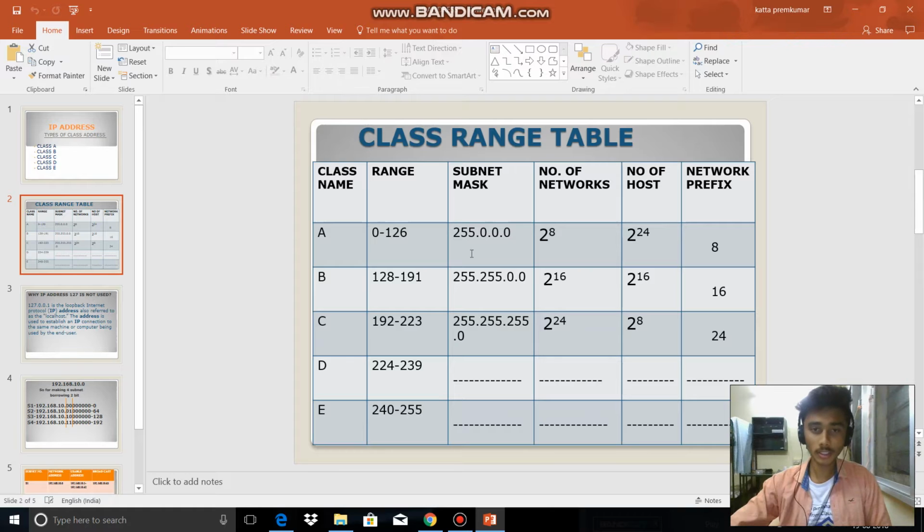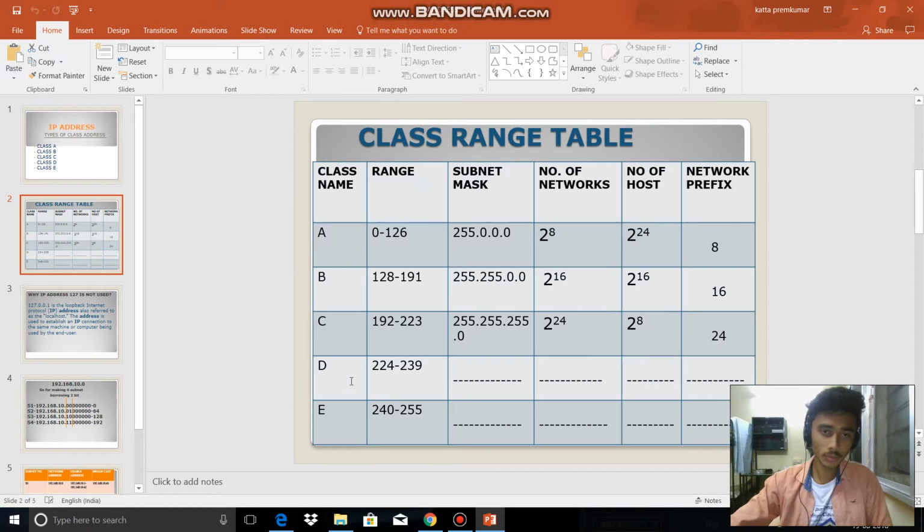Now the subnet mask is 255.255.0.0. Number of networks 2 power 16 and number of hosts 2 power 16. Here the network prefix is 16. Class C range goes from 192 to 223. Subnet mask is 255.255.255.0, number of networks 2 power 24, number of hosts 2 power 8, and network prefix 24.